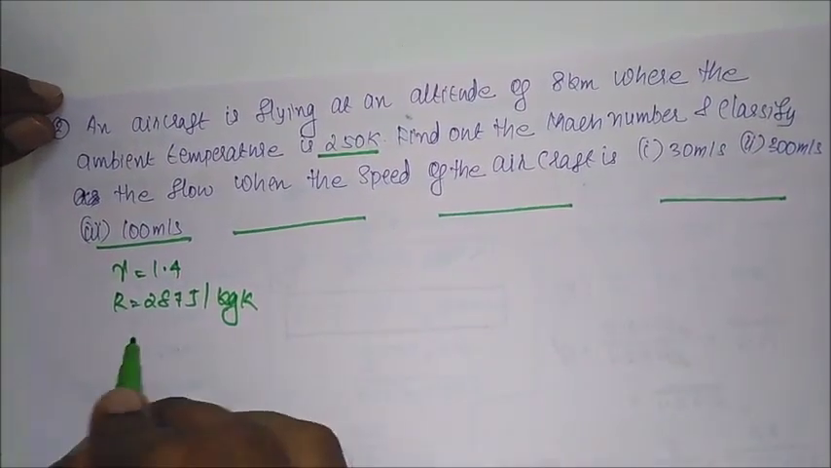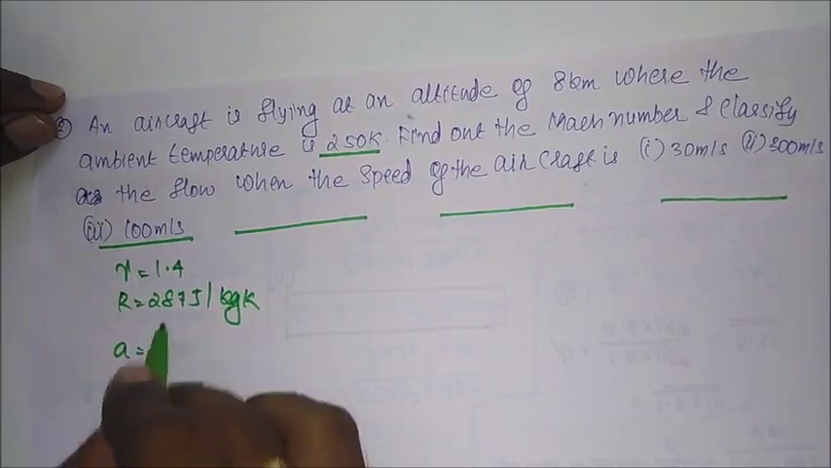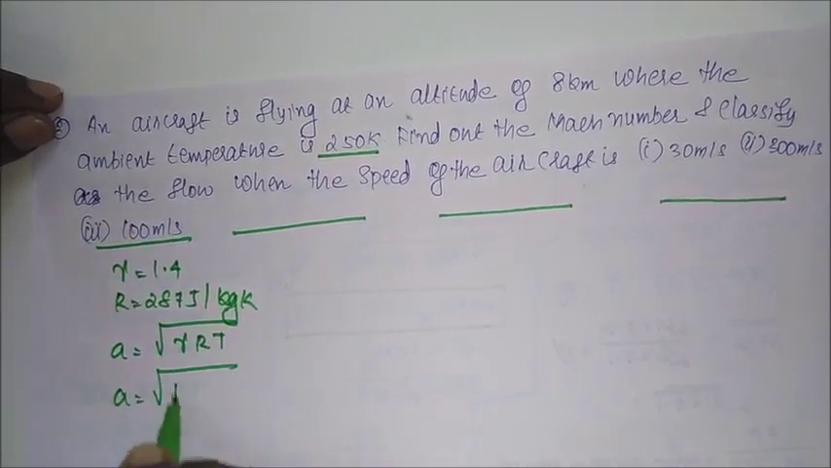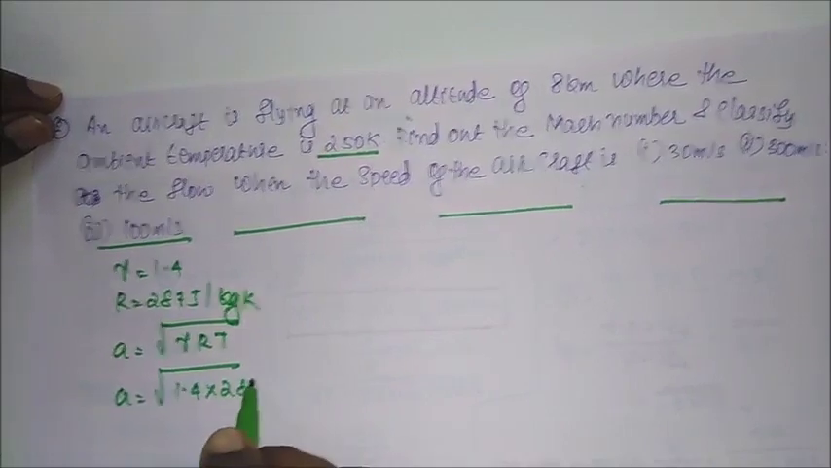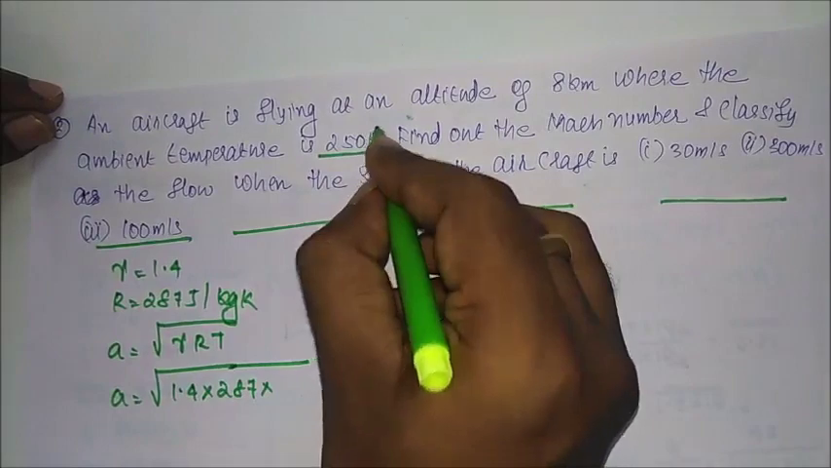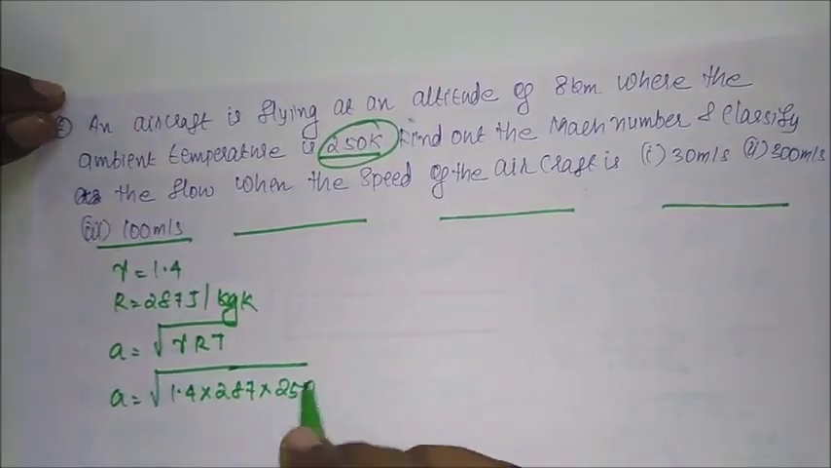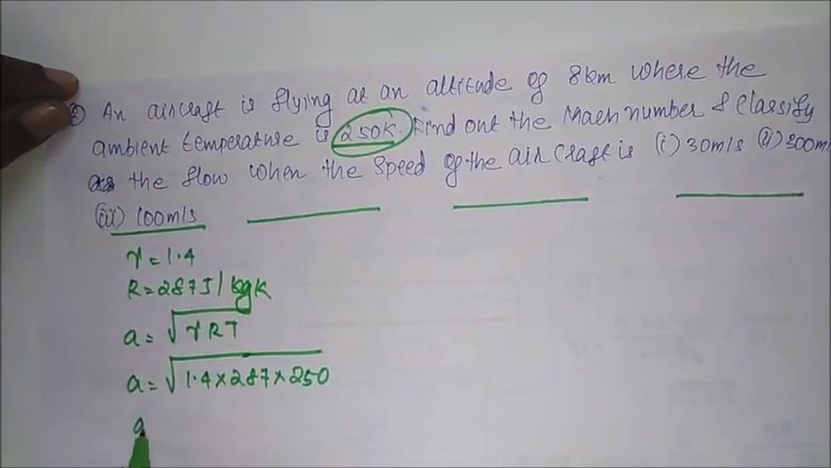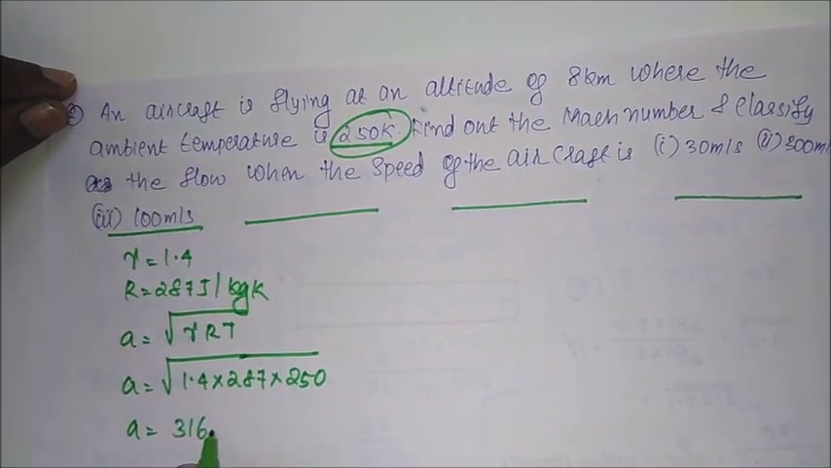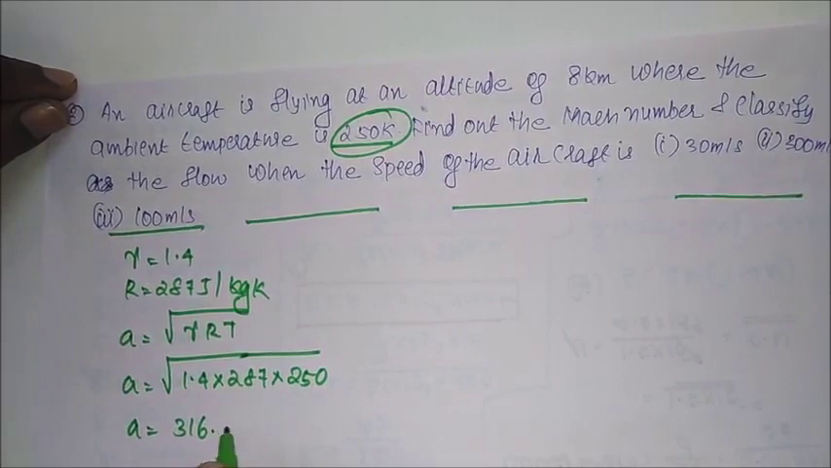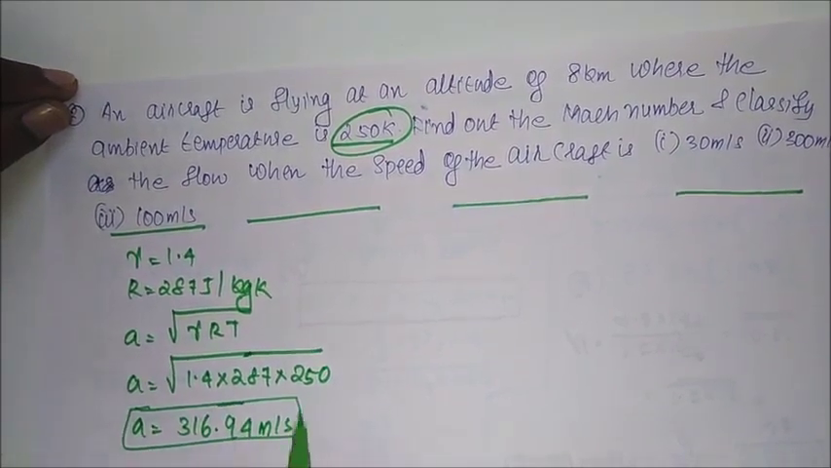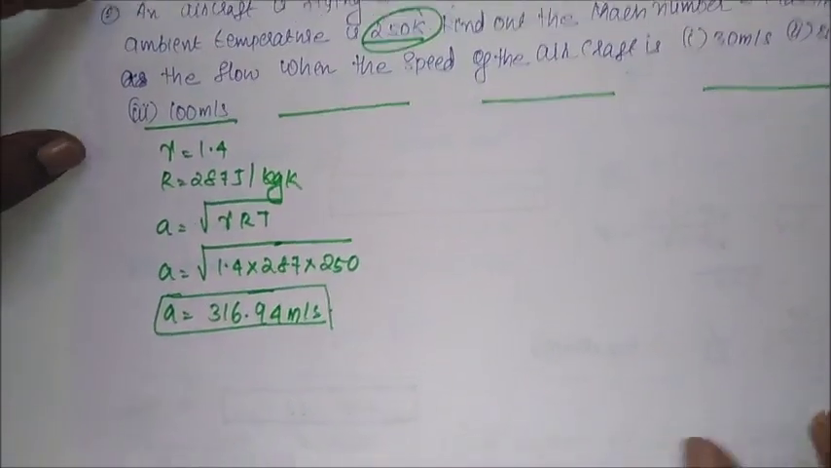Therefore, what is the value of A? A is equal to the square root of gamma R T. So A is equal to the square root of 1.4 into 287 into T. What is the value of temperature? Temperature is equal to 250 Kelvin. That is, A is approximately 316.94 meter per second. That is the velocity of sound.